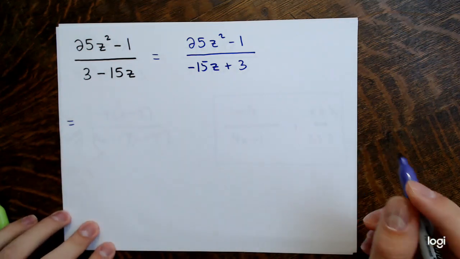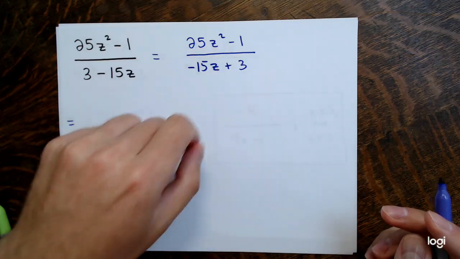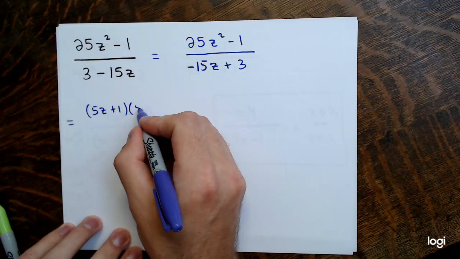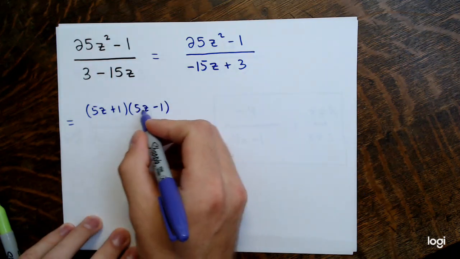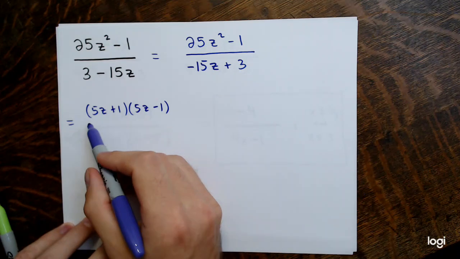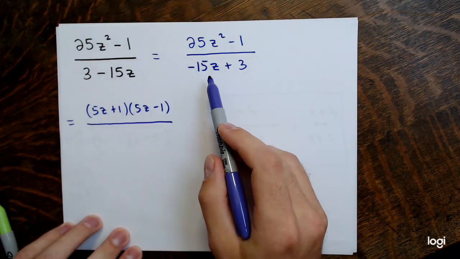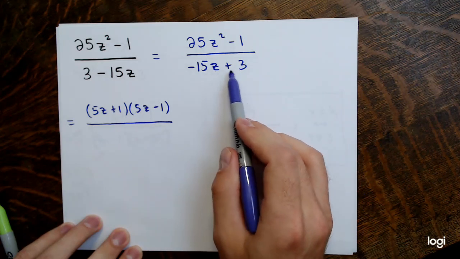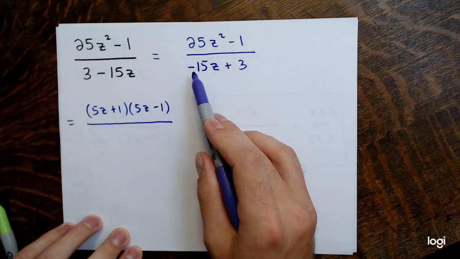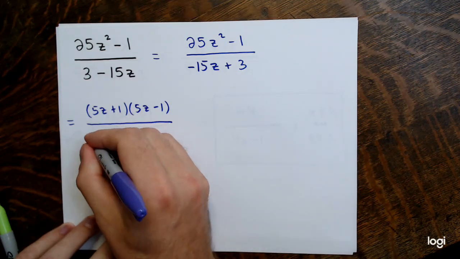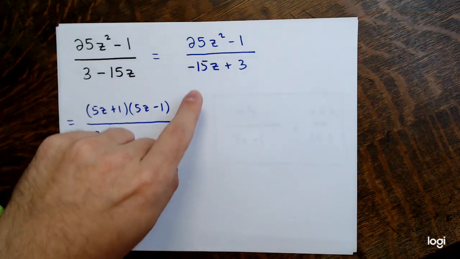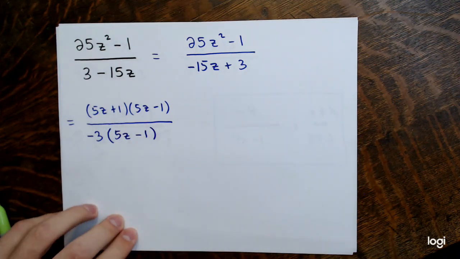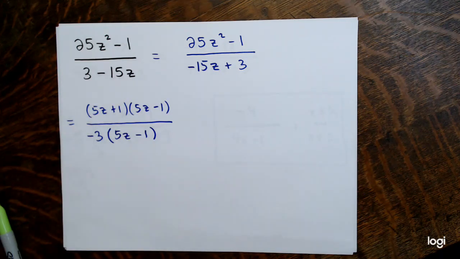And then here comes the factoring part. The numerator is a difference of 2 squares. You would actually factor that to 5z plus 1 times 5z minus 1, and you can double check by multiplying. You'll get 25z squared minus 1 back. Then divided by, and then again the greatest common factor down in the denominator. The greatest common factor is 3, but the lead coefficient's negative. So I'm going to pull out negative 3. And when I remove a factor of negative 3 from the denominator, there'd be 5z minus 1 left over. And you can double check, multiply, you get negative 15z plus 3 back.